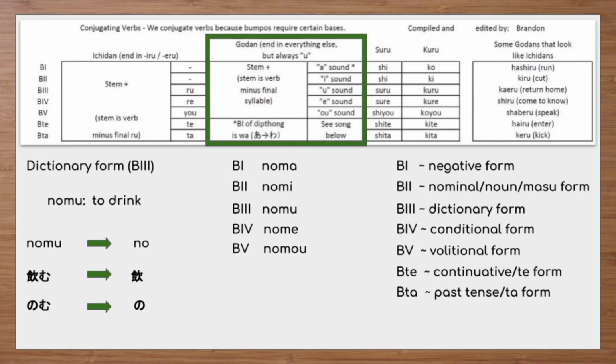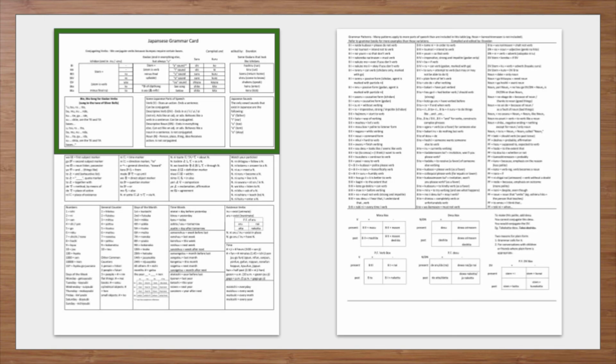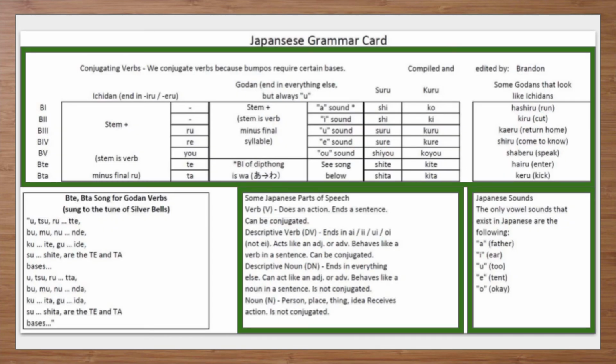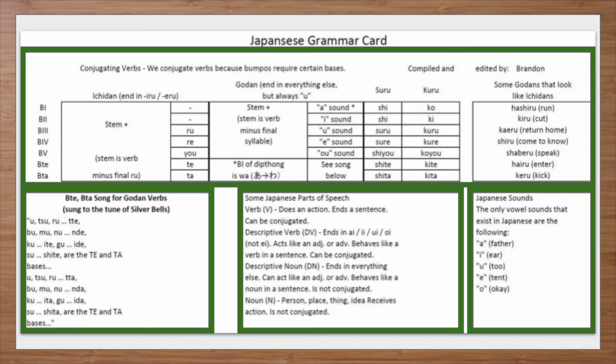Now we can fill in base te and ta for godans. For nomu, to drink, they are nonde and nonda. For kau, to buy, they are katte, katta. Today we went through this portion of the grammar card. Props to you for making it this far. We learned about parts of speech, vowels, conjugating verbs into their bases, and the te and ta base song.